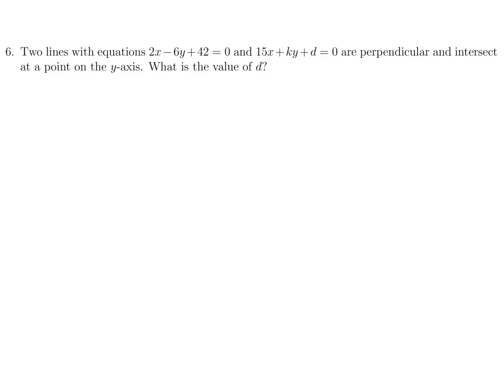Two lines with the equations 2x minus 6y plus 42 is 0 and 15x plus ky plus d is 0 are perpendicular and intersect at a point on the y-axis. What is the value of d? All right, 2x minus 6y plus 42 is 0. And this is perpendicular to 15x plus ky plus d is 0. Now, I guess we just have to work with these here.